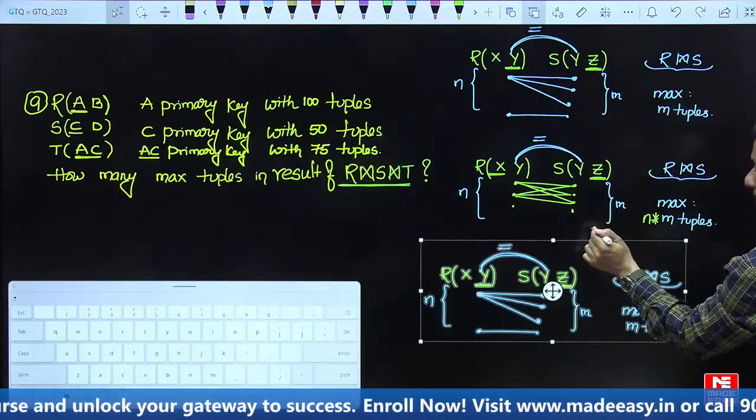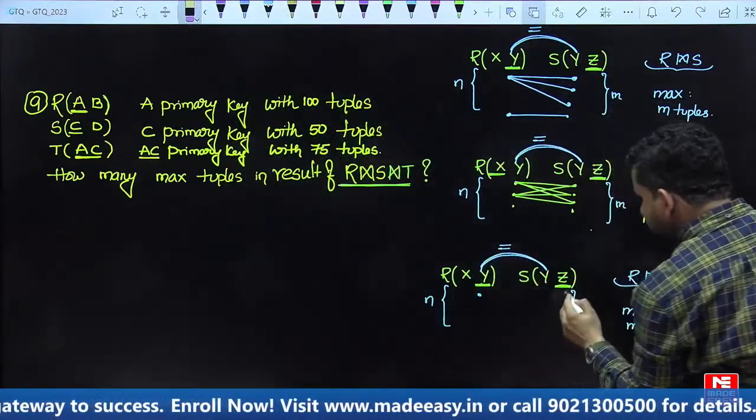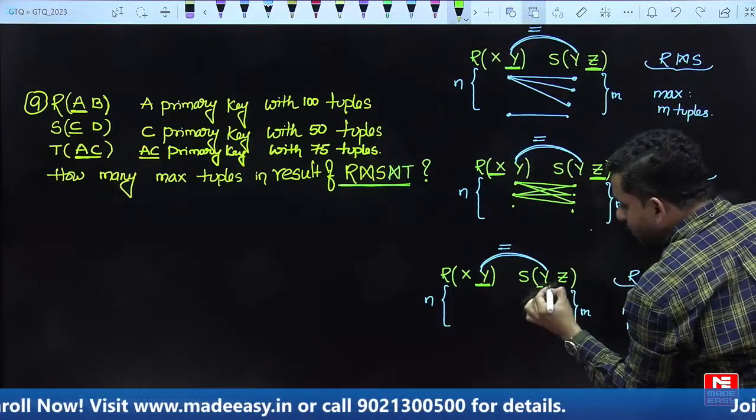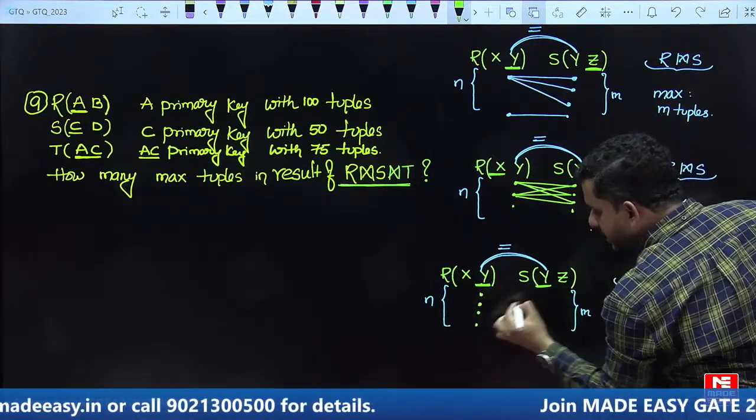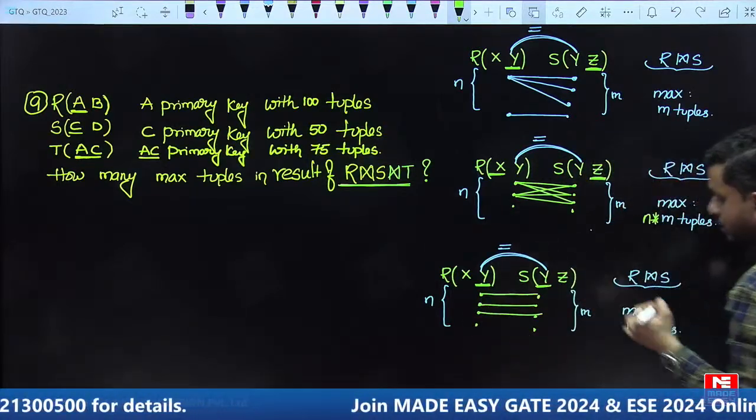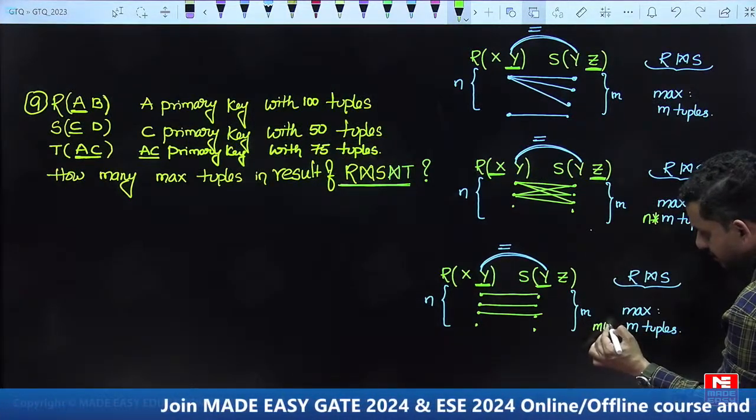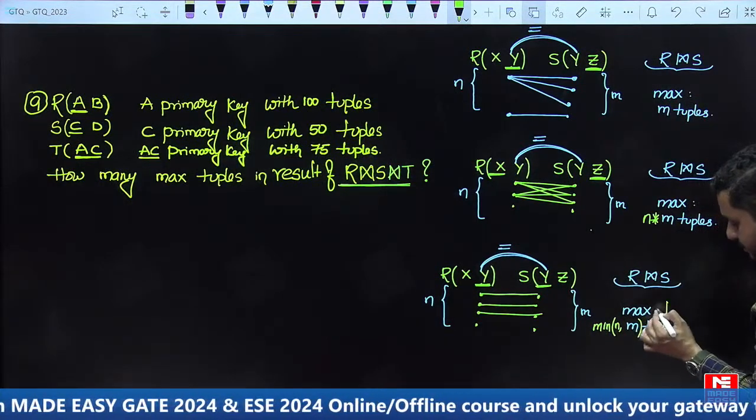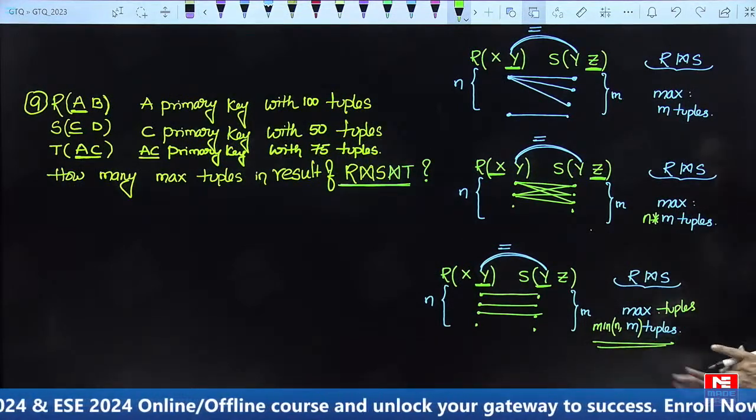Okay, the common attribute is key for both the relations. Let us say the joining is done based on y, and y is a candidate key for both the relations. Because y is a candidate key for both, the mapping is one to one, only one to one mapping is possible. So the maximum number of tuples in the result is the minimum of n and m, right?